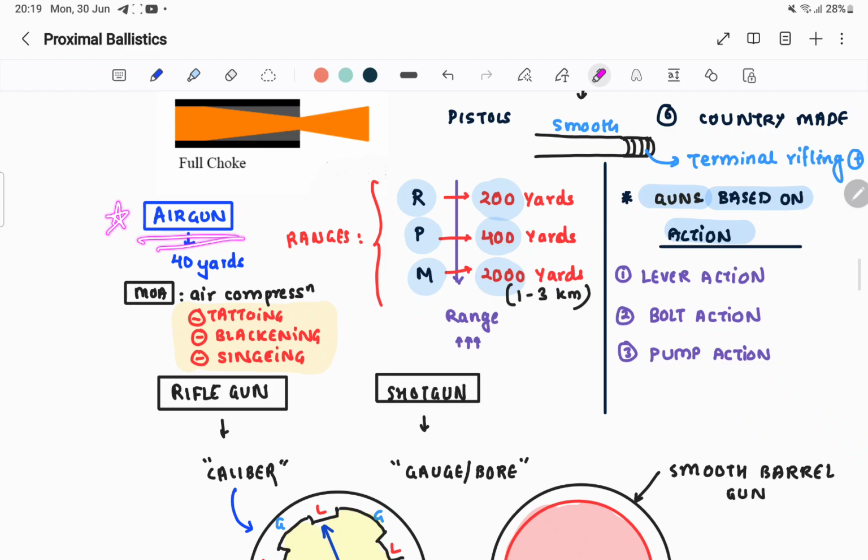Okay, another thing is air gun. What is an air gun? 40 yards is the range of air gun. Here there is air compression. The bullet goes by air compression. So there is no tattooing, no blackening, no singeing. Singeing is basically burning. Okay, I will talk about all of this in detail when I discuss the tissue effects of the gun. So there is no tattooing, no blackening, no singeing.